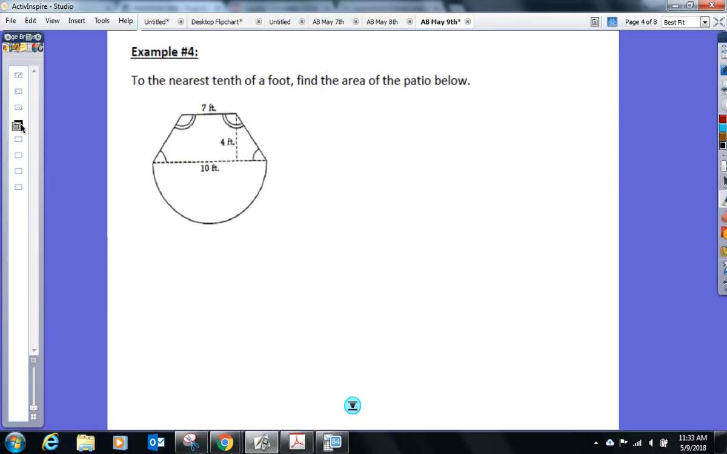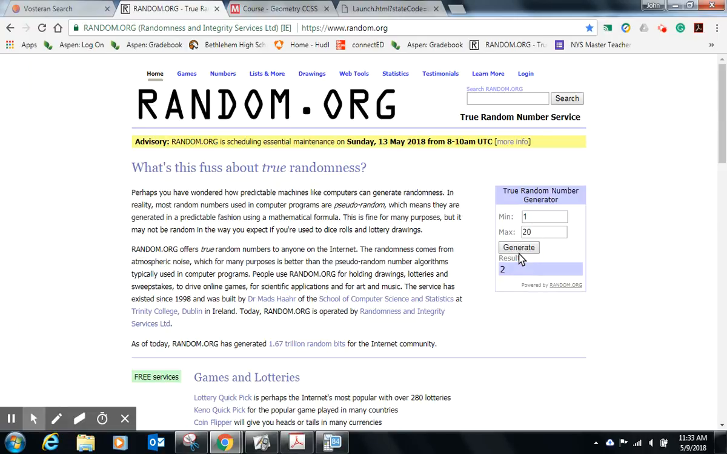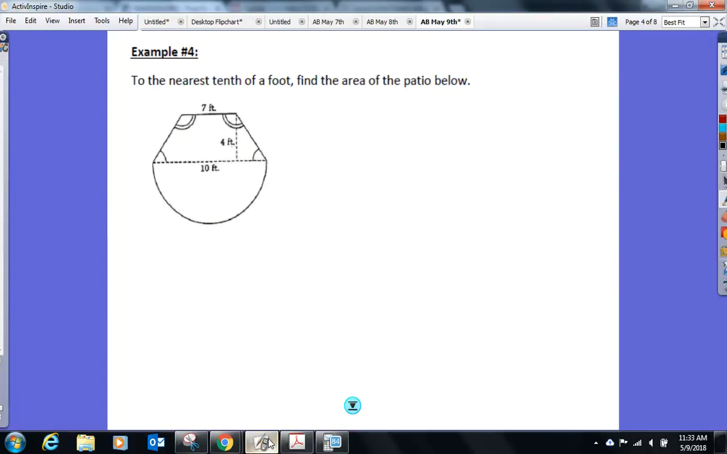Time for two figures smushed together now. Explain to me, what do I have here if I'm going to find the area of the entire patio? Explain to me what I have. What do I have up here? Okay, so I'll find the area of that trapezoid and the area of what else? Half a circle, yep. So area of a half a circle, and add them together to find the total area.